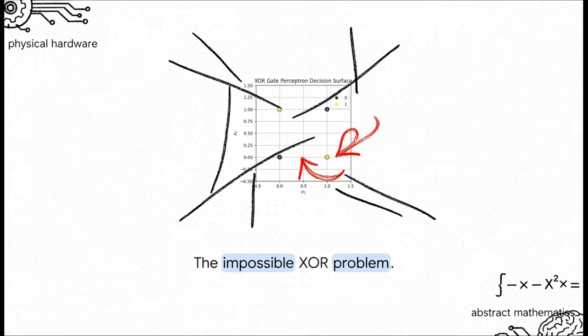But XOR? That's a whole different beast. If you plot XOR on the exact same kind of graph, the 1s and 0s are situated diagonally right across from each other. Grab a mental pencil and try to draw one single straight line that puts both yellow circles on one side and both dark circles on the other. You can't. It is mathematically impossible. A single perceptron is structurally incapable of solving this logic because it can only draw one straight line.